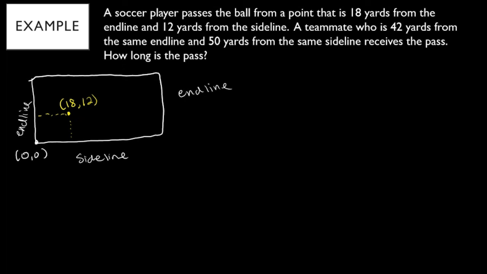Then we've got a teammate who's 42 yards from the same end line and 50 yards from the same sideline. So let's say somewhere around here. It's going to be 42 and 50. And this is obviously not to scale. This is just to give us the idea of what we're looking at here. So not to scale, but now we've got ordered pairs. So now we want to know how long is the pass. And this is a word problem, so you're going to actually use the decimal approximation when you take the square root, because that's what we do in real life.